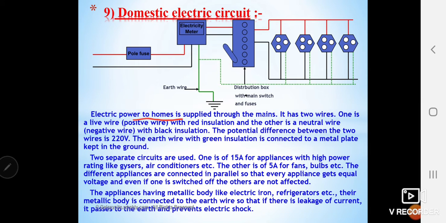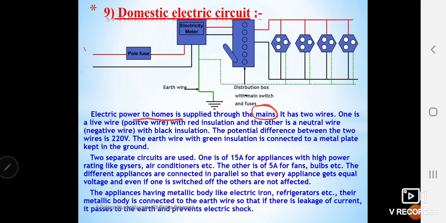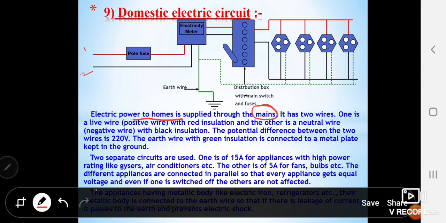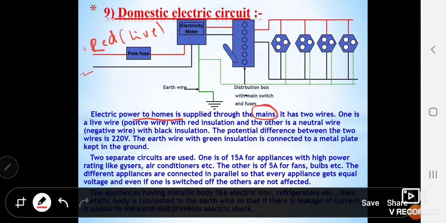Keep in mind, this is familiar to everyone. Electric power to homes is supplied with the help of the mains. This has two wires. As you are seeing, this is wire 1 and this is another wire, wire 2. One is a live wire. This is called the live wire. It always has red insulation. So red insulation is nothing but the live wire. Keep in mind, two wires.